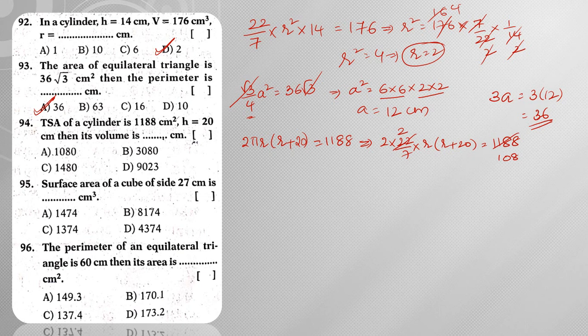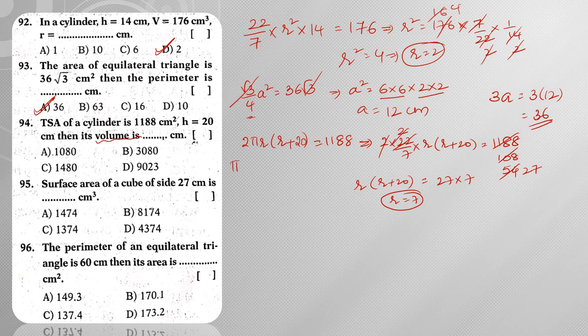Right? Now from this, 1 2 I can cancel 108, 54 times. Again this 2 I can cancel 27 times. So from this r into r plus 20 I can write it as 27 into 7. Now on comparison, the radius can be 7. So radius is equal to 7.